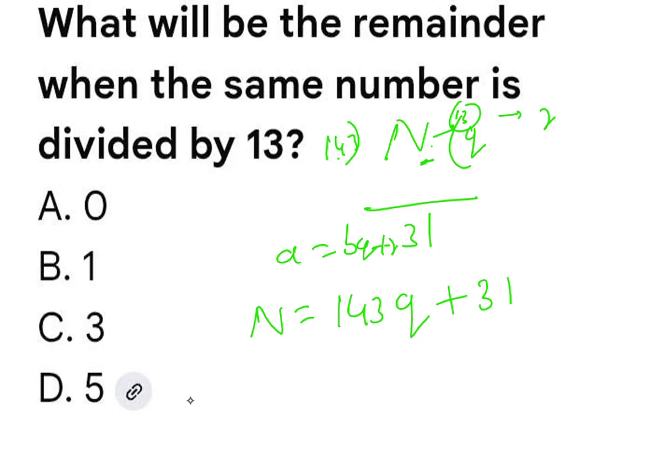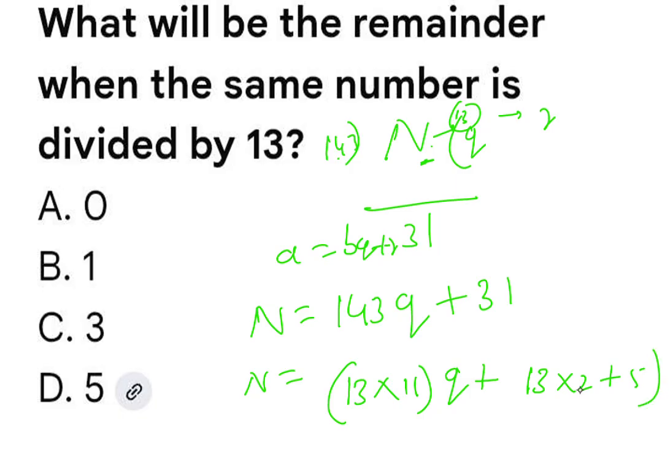So this equation can be written as, for our simplification I am writing here, N is equal to 13 into 11. So 13 elevens, the factors of 143 I am writing here. 13 elevens I will get 143, into Q, you write as it is. Here 31 can be written as 13 into 2 plus 5, because the question is you have to find out the remainder when the same number is divided by 13.